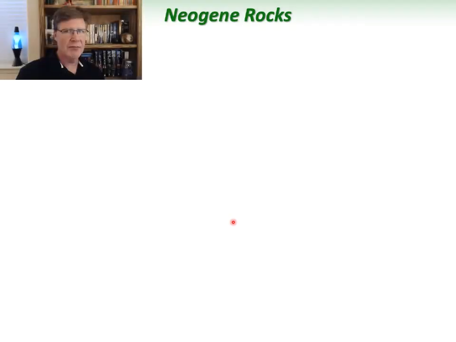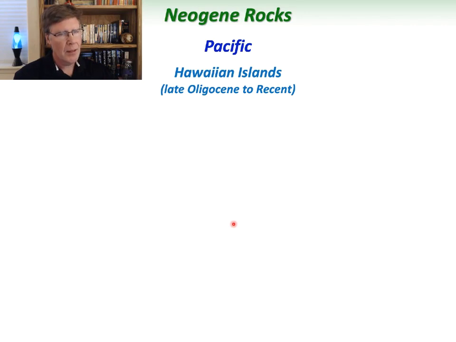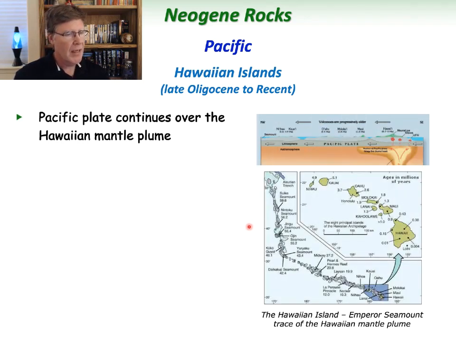Let's look at some rocks. Neogene rocks. In the Pacific, the Hawaiian Islands are late Oligocene to recent in age, so there's Neogene rocks in there. And if we look at the whole Hawaiian Island Emperor Seamount chain, they all have their origin with the decompression melting of the mantle right here with the Hawaiian mantle plume. Even way back in the day, 60 million years ago, this was going on, forming a volcanic mountain eventually, which would get above sea level and form a volcanic island. That would have been the hotspot.